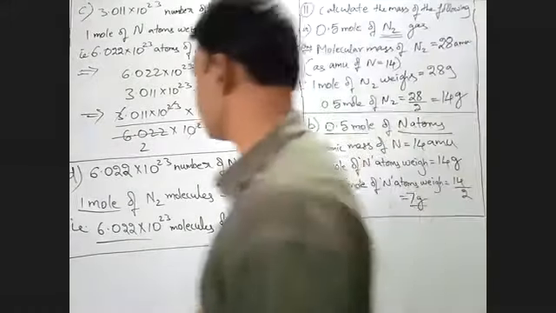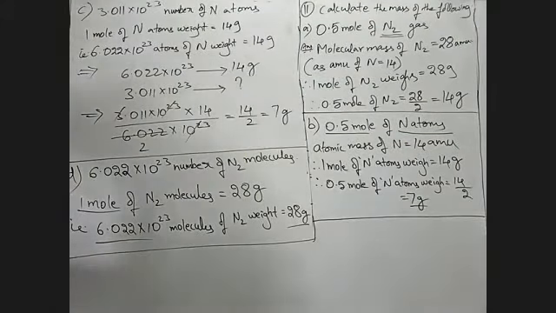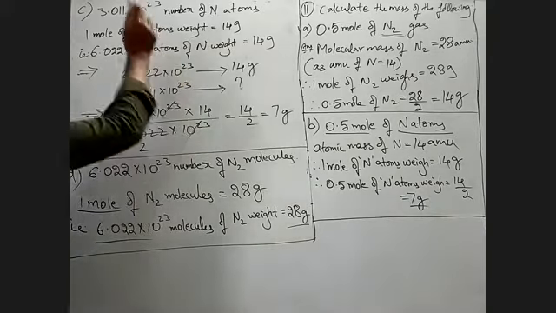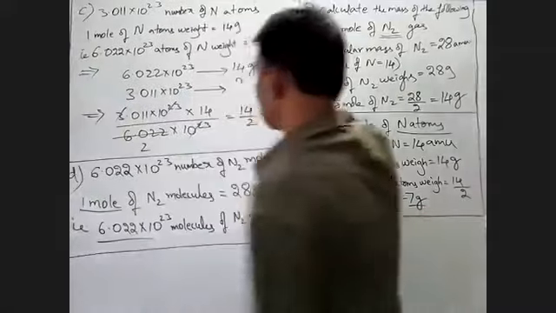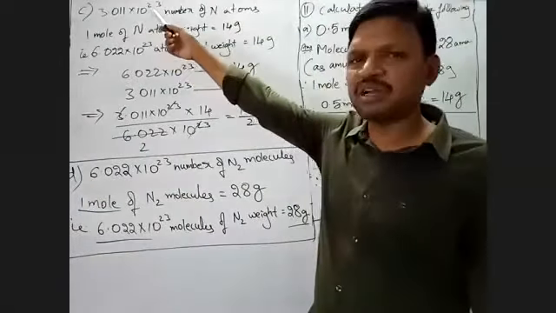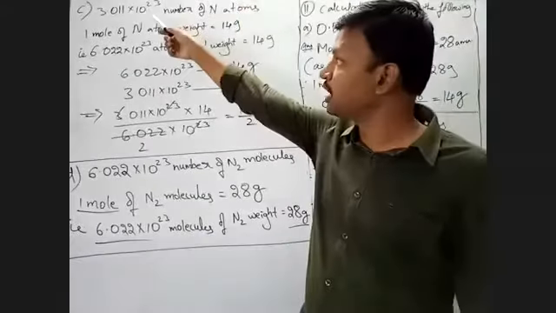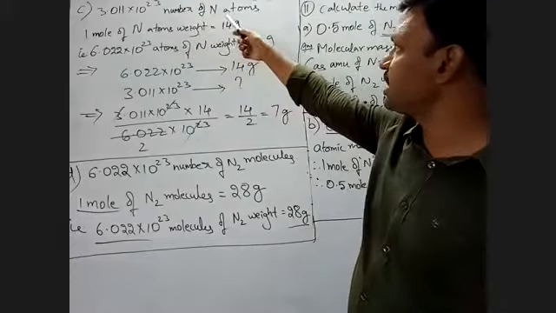So come to this side. Next question that was asked to us: 3.011 into 10 power 23 atoms of nitrogen. If you observe the numbers, you can understand it is exactly half of 6.022. So this many number of nitrogen atoms.